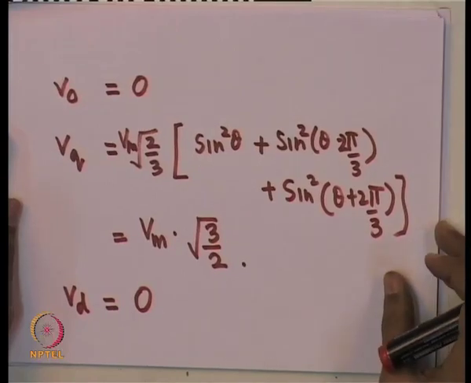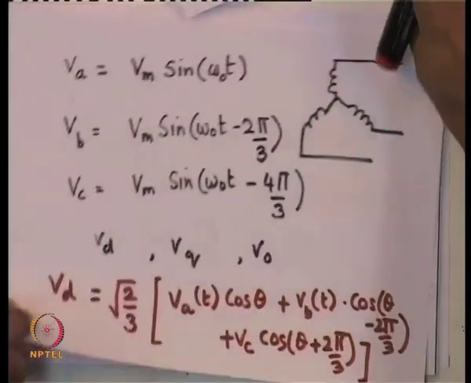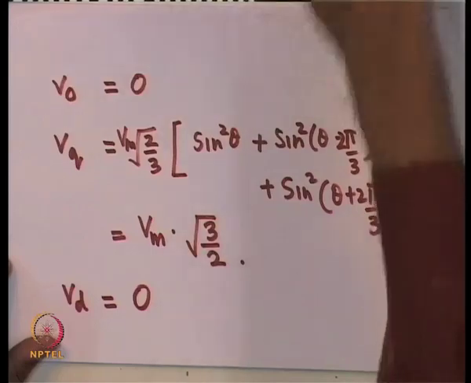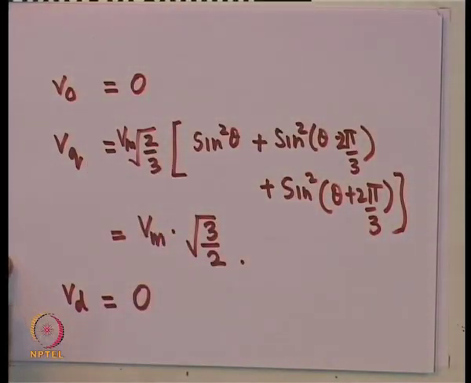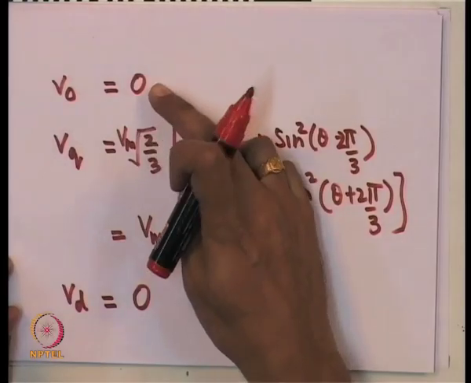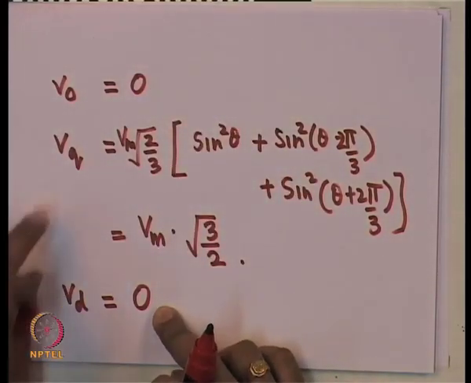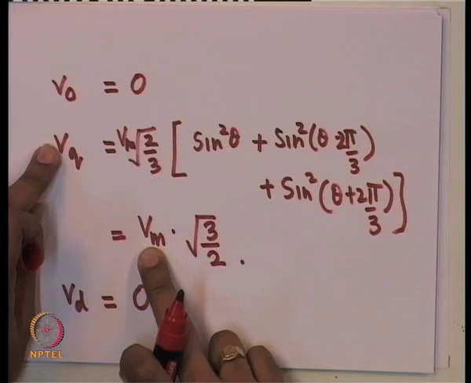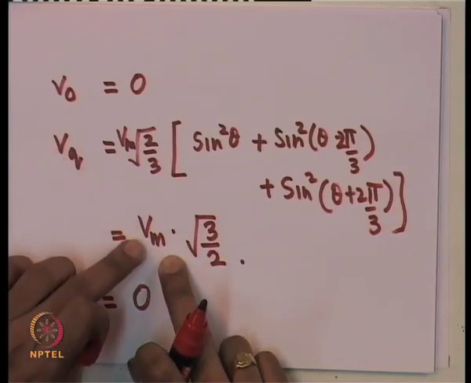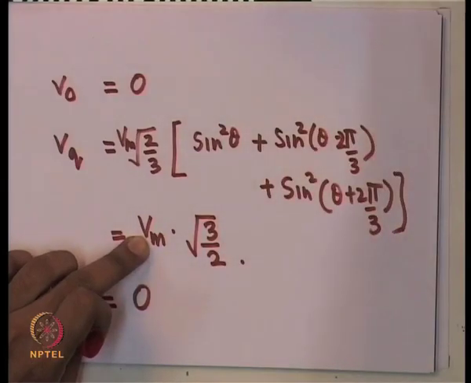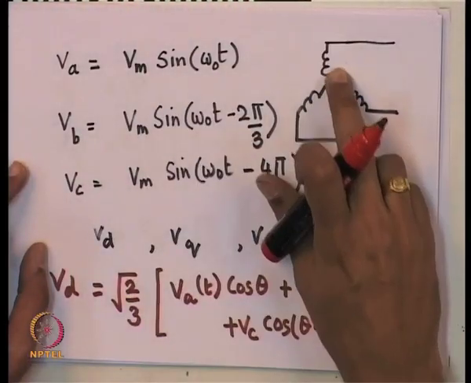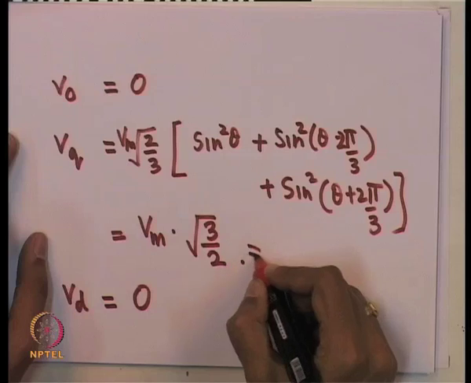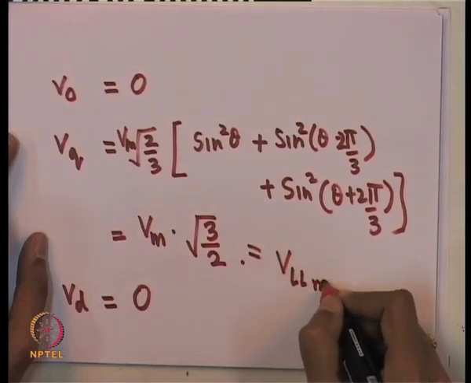So, in case V a, V b, V c are like this, V 0 and V d are equal to 0, but V q comes out to be V m into root 3 by 2. In fact, this V m is nothing but the maximum of the phase to neutral voltage for a star connected system here. So, it is easy to see that V q in this case is equal to the line to line RMS voltage of the system.